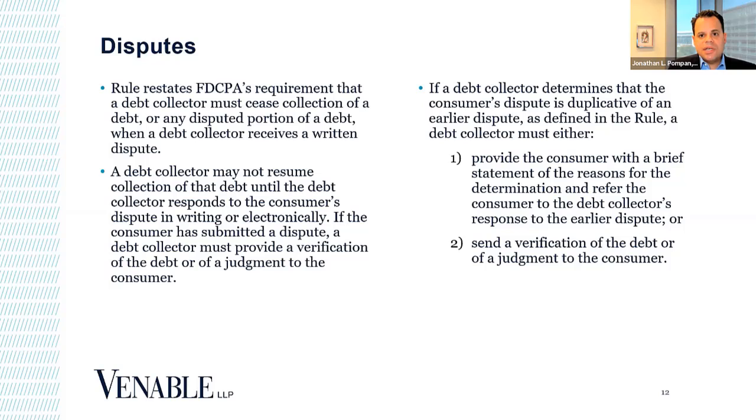But what's interesting here is that the rule also goes on to say that if a debt collector determines that the consumer's dispute is duplicative of an earlier dispute as defined in the rule, and it essentially codifies the requirements there, a debt collector must either provide the consumer with a brief written statement of the reasons for the determination and refer the consumer to the debt collector's response to the earlier dispute, or send a verification of the debt or of a judgment to the consumer. Now, that doesn't really change anything, but it does codify, with respect to interpretation in the regulation, the requirements around dispute.